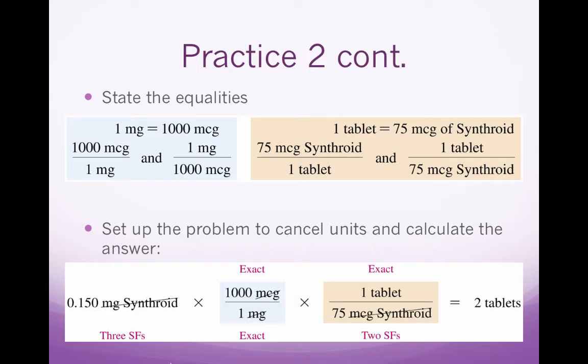So we start with what we know, which is 0.150 milligrams of Synthroid. Then we want to get to micrograms, so that will be on top. So we have 1,000 micrograms over 1 milligram. And then here we want tablets. So we have tablets on top and then micrograms of Synthroid on bottom. Make sure our units cancel. Milligrams, milligrams, micrograms, micrograms. So we end up with an answer of 2 tablets.